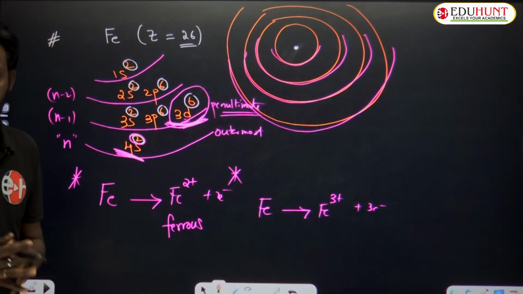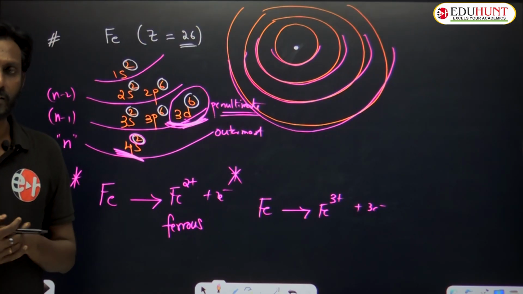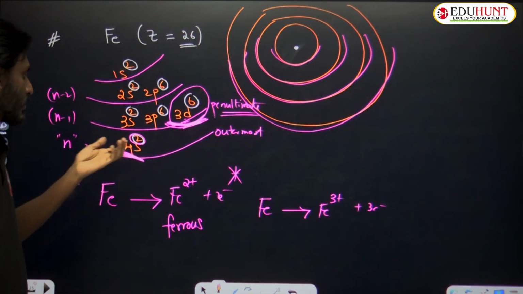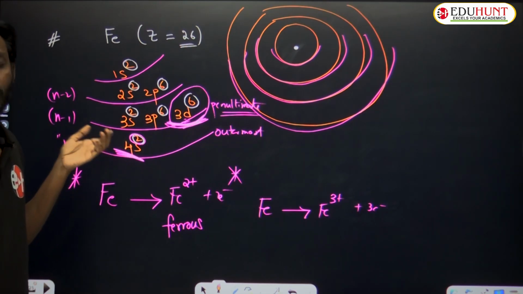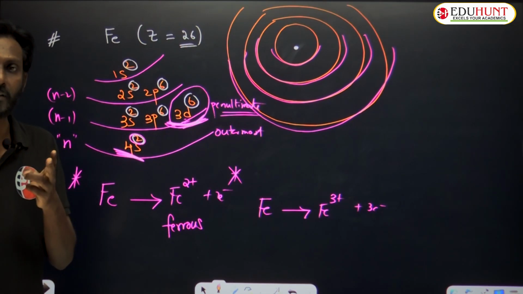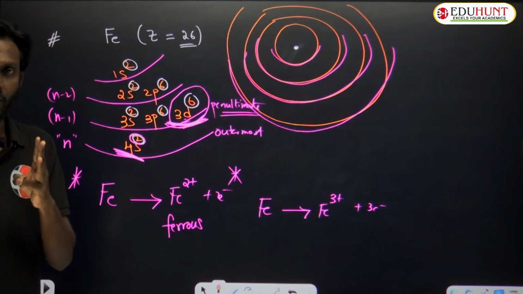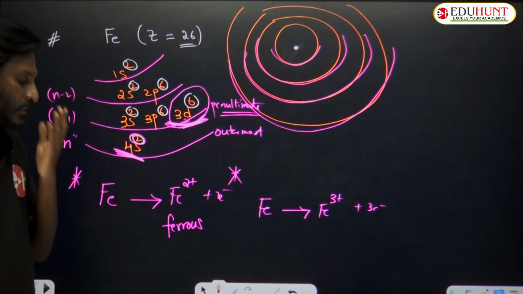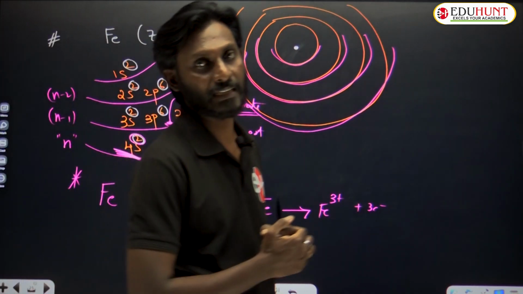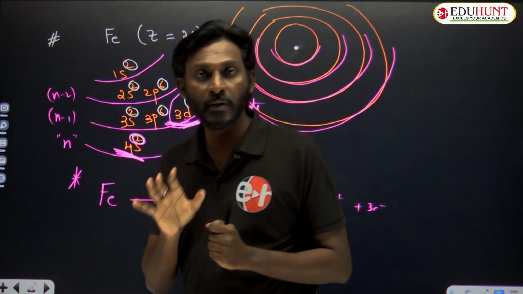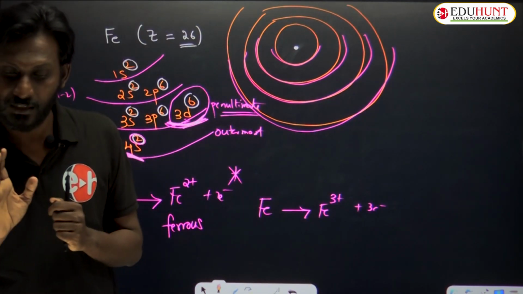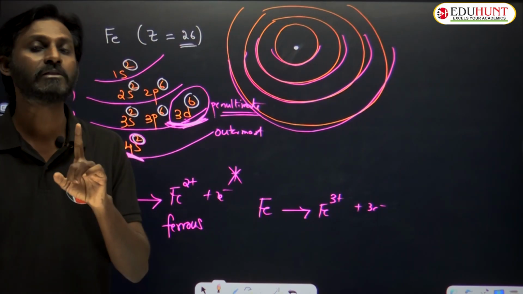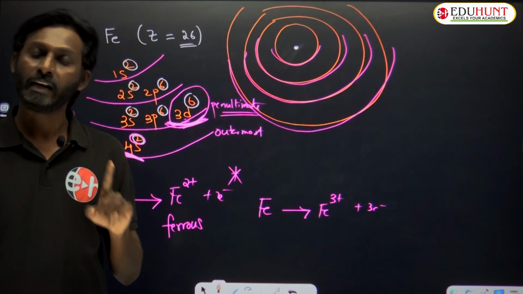So some metals can lose a number of electrons more than the electrons present in the outermost shell. In the outermost shell of iron, only 2 electrons are present, but iron has lost 3 electrons. Where did that extra third electron come from? That electron came from the penultimate shell. This is how some metals can show variable valency. And it is not the case that only metals show variable valency. Non-metals also can show variable valency.